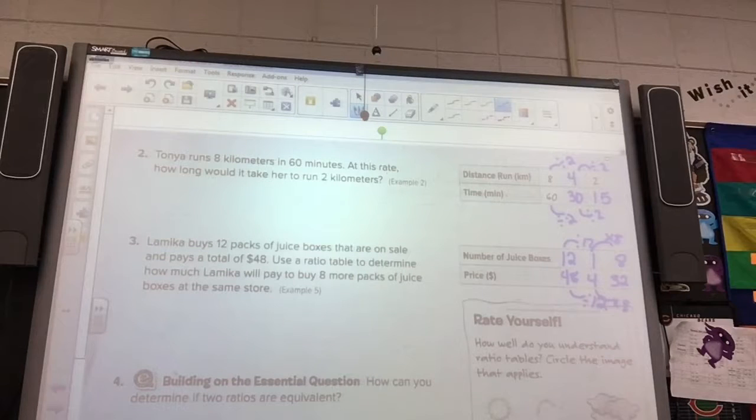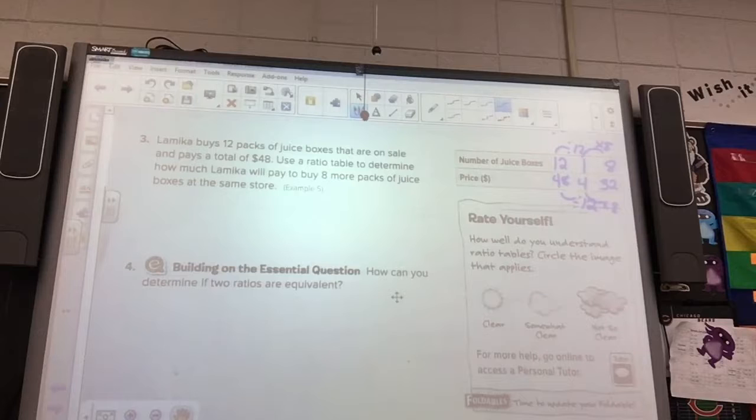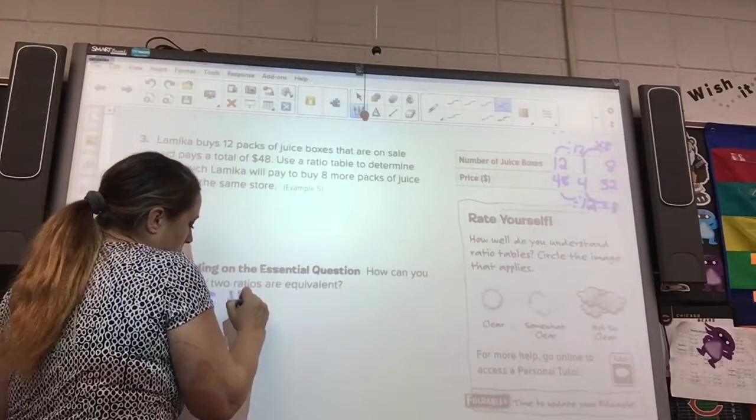At the bottom it says, how can we determine if two ratios are equivalent? How do you think we can determine that? If they can be simplified to the same ratio, then they are equivalent. For example, 1/3, 2/6, and 3/9 are all equivalent because they simplify to 1/3.